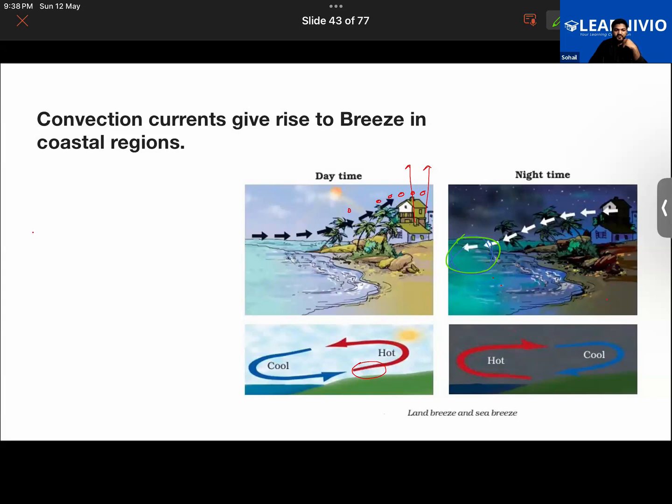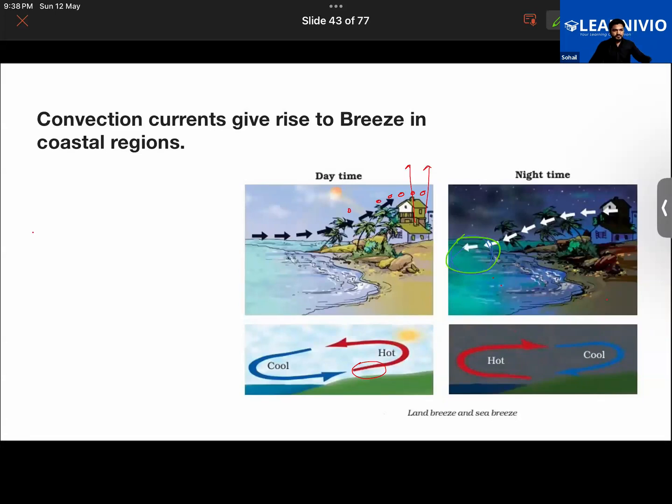So when the wind is blowing from the land towards the sea, as in the first case, what is happening? The wind is blowing from the sea towards the land. So what do we call this? As we have discussed, land breeze.